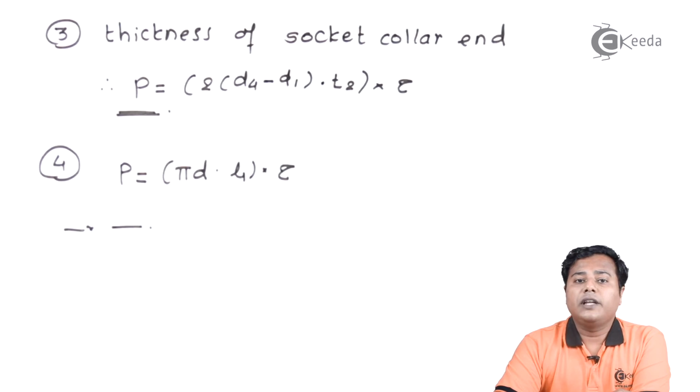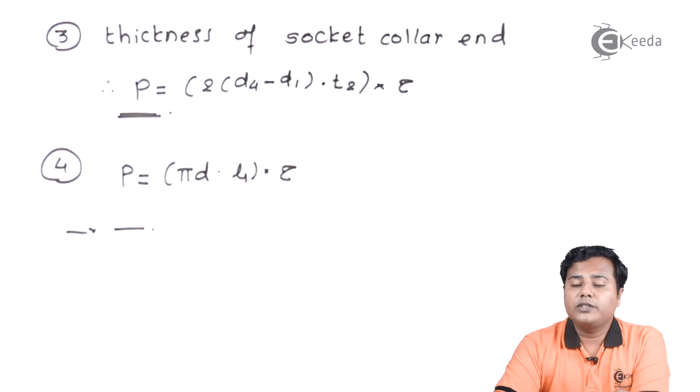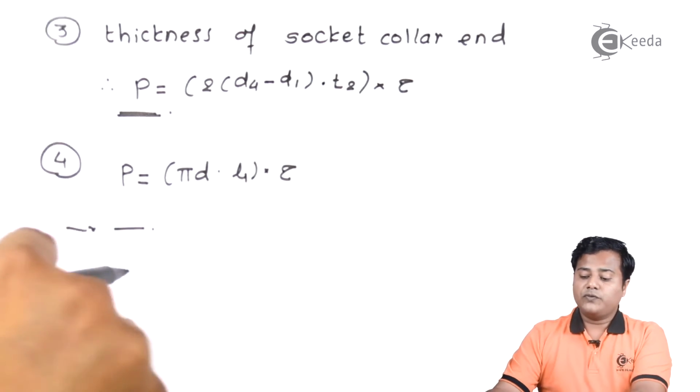The last component which is left over is called cotter. The cotter which is going to be inserted. So the dimensions for cotter.